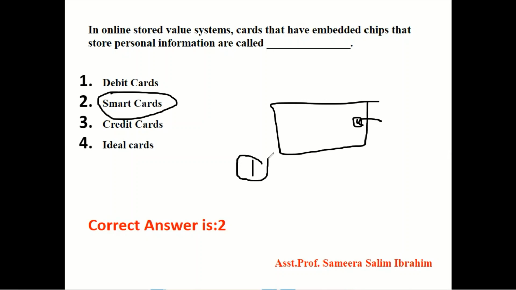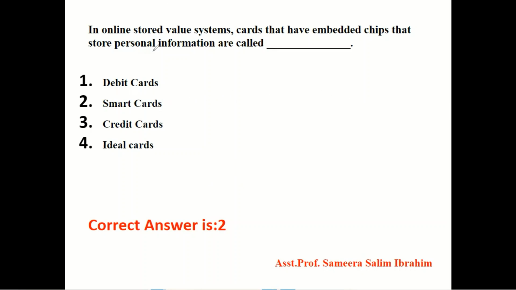One example you can take for the embedded chip or smart card: we get a card for doing transactions when we go and buy a ticket from the ATVM machine, where we just swipe that card and we get the ticket. There our personal information is also stored, and the amount is also stored. So it is like an online stored value system where there is an embedded chip. That is an example of a smart card.